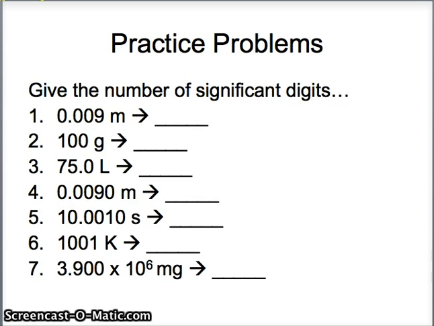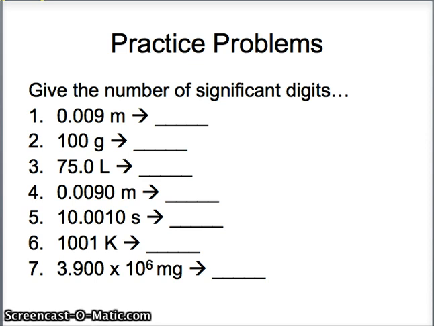Okay, so here are some examples. Let's look at 1 through 7 and see if you're able to get the correct answer. Go ahead, pause this video, and write them down in your notes, as I assume you're all taking notes, right? If not, start over from the beginning and start taking some more notes. Go through 1 through 7 and see if you're able to come up with the correct number of significant digits. And we'll check it over tomorrow in class.